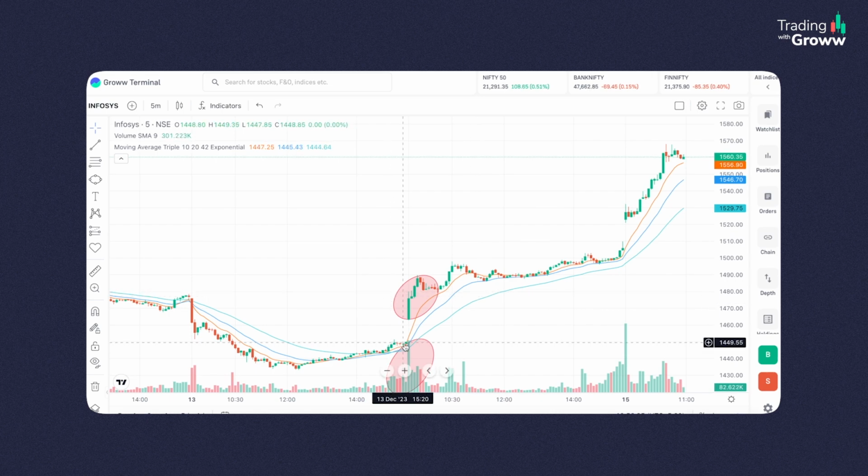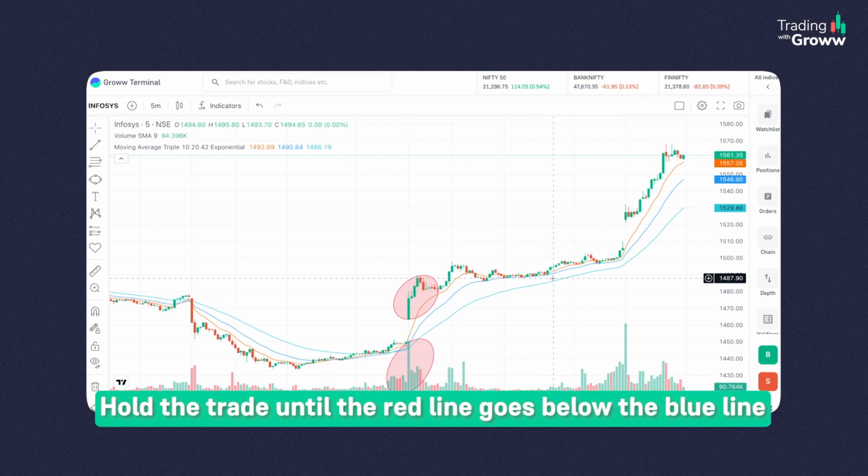So that is exactly what happened, where the three moving average crossover happened, the 10, 20 and 42. As you could see, the red line is above the blue line and green line, so that condition is satisfied and the gap condition is satisfied. So we'll just go and buy at the day open around 9:15 itself, or you can wait for 5 minutes for this candle to close, enter at 9:20, and try to hold the trade until this red line goes below the blue line.